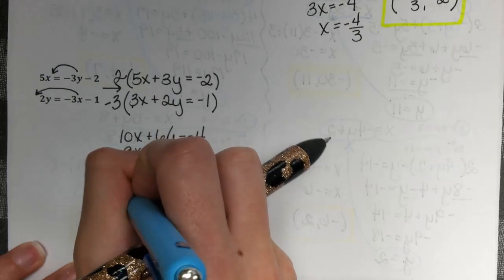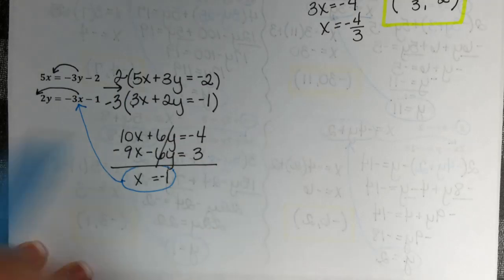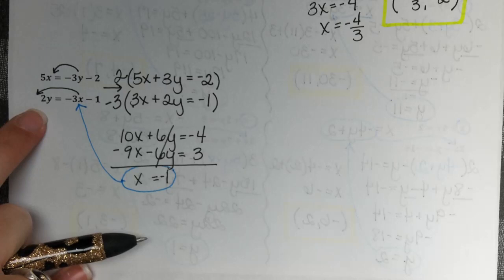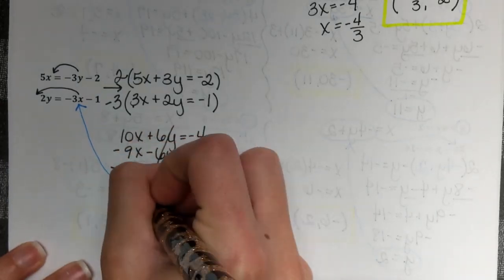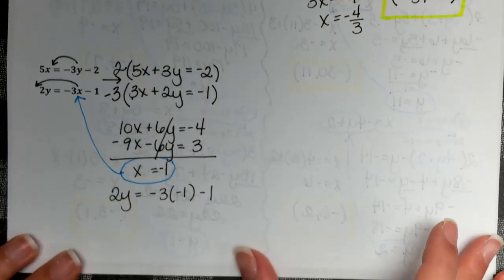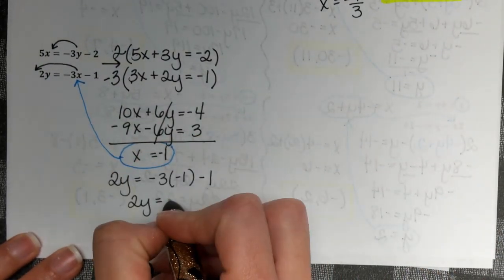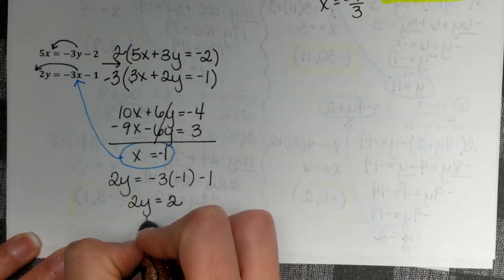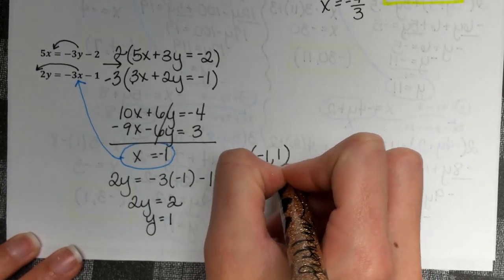So I take this negative 1 and I plug it into that second equation because the y is already by itself. Well, close to it. Okay, so I'm going to take 2y equals negative 3 times negative 1 minus 1. So 2y equals 2. Divide by 2 and y equals 1. So my ordered pair would be negative 1, 1.